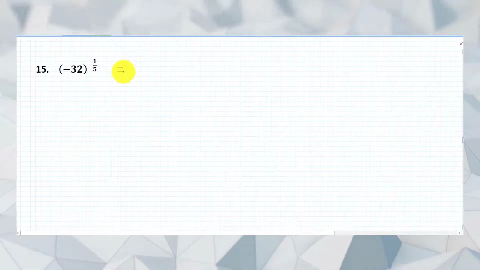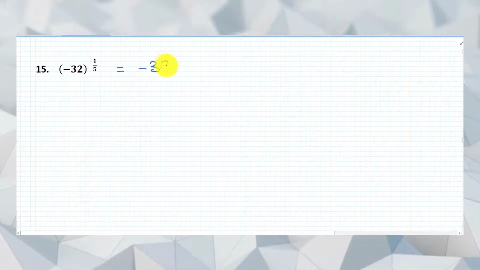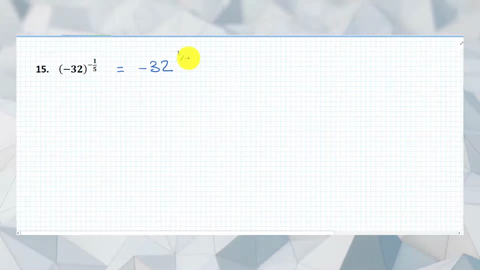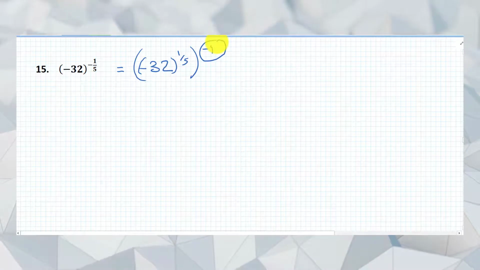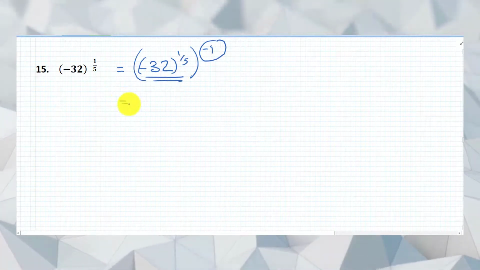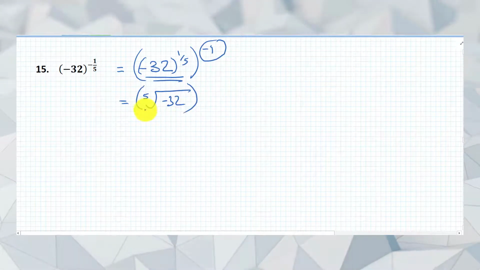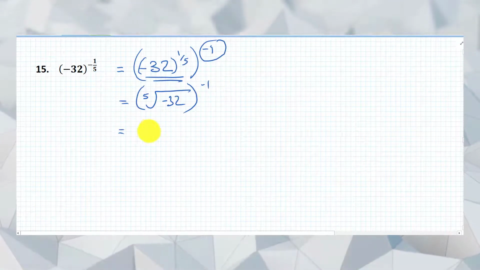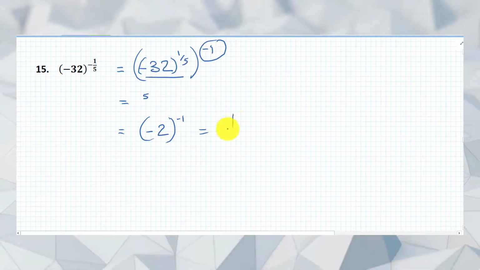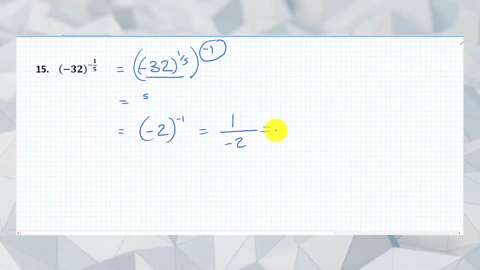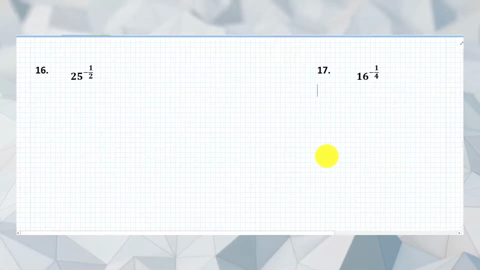Okay, here's another one. Negative 32 to the negative 1/5. So this is negative 32 to the 1/5 to the negative 1. All right, I'll do this one last. Let me start with what's inside. Negative 32 to the 1/5 means the 5th root of negative 32. The 5th root of negative 32 is negative 2. Negative 2 to the negative 1 is 1 over negative 2, or negative 1/2. That's it.